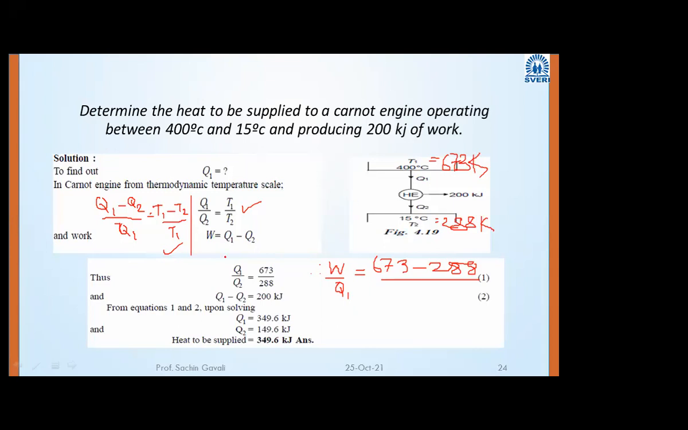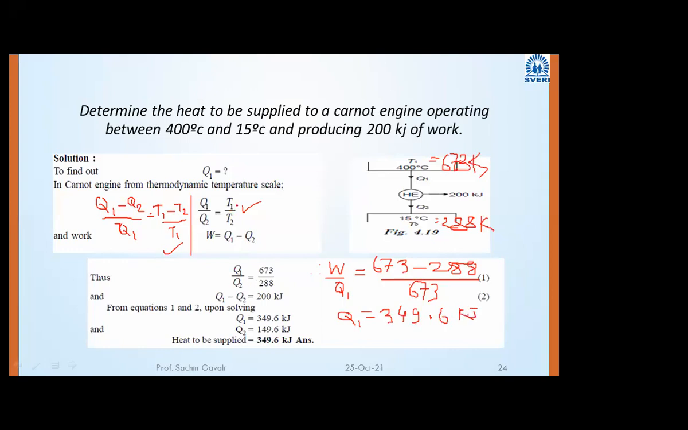Sorry, divided by T1, so it will be 673. And here the only unknown is Q1, so we can find Q1. Q1 comes to 349.6 kilojoule. It comes to the same whether we do it by this method or that method.